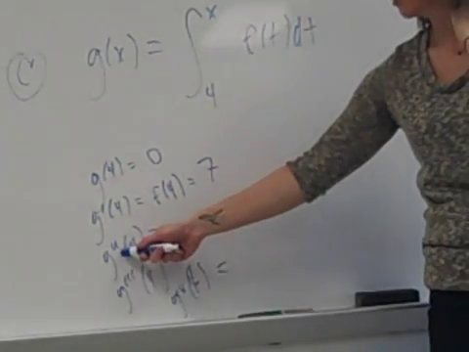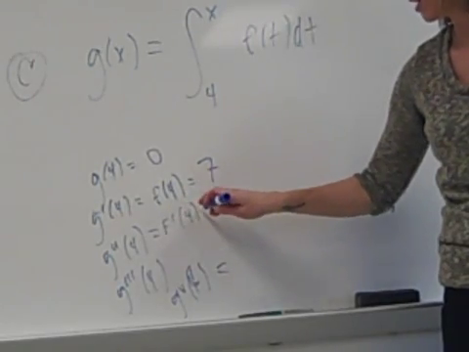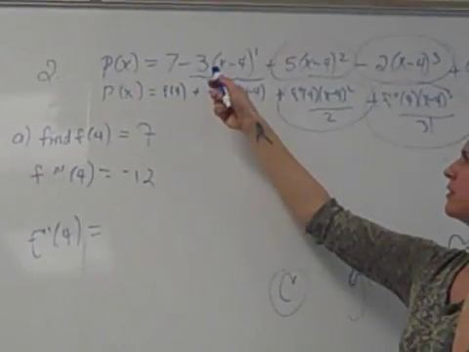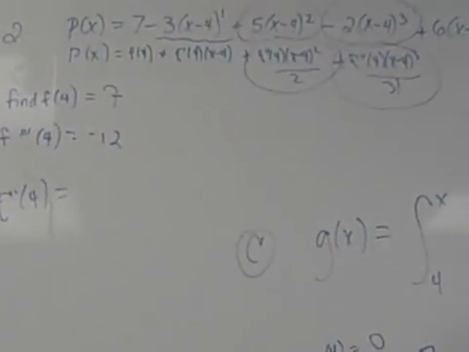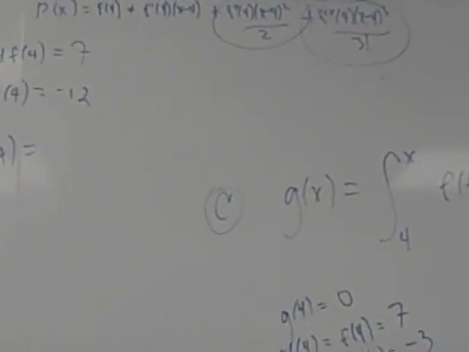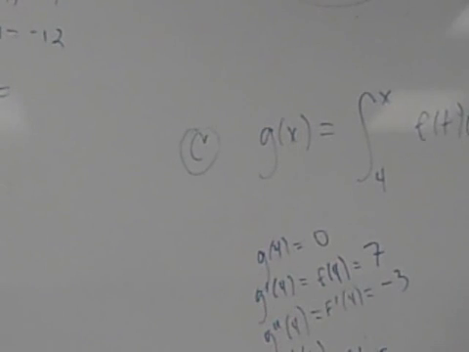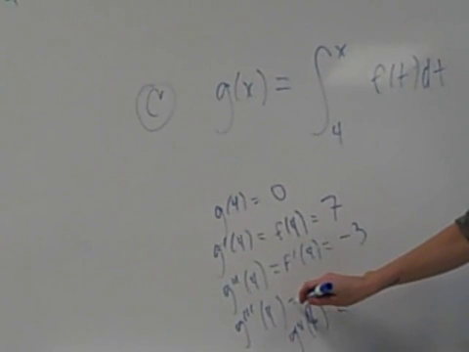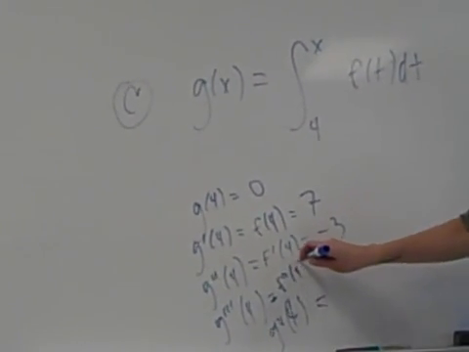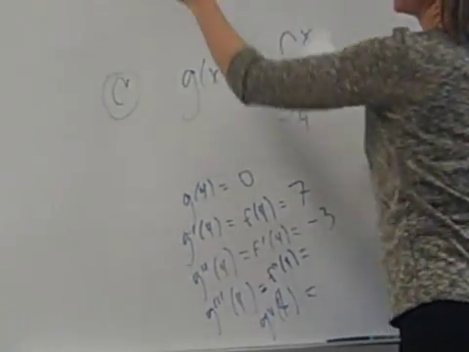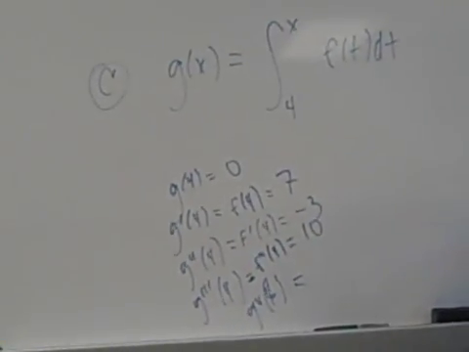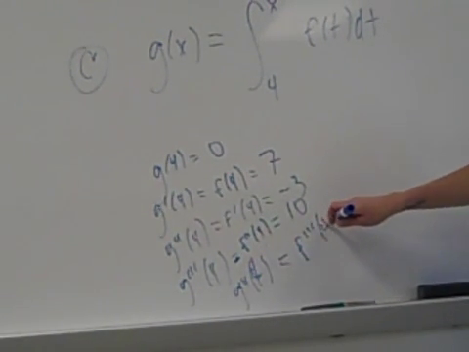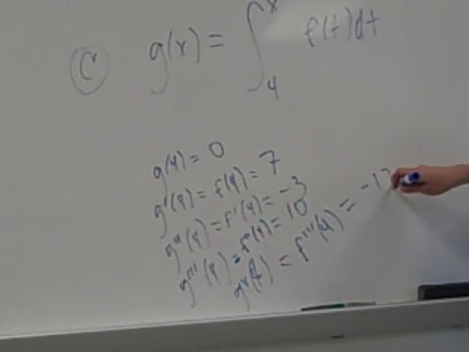If I want to find g double prime of 4, that's the same as f prime of 4, which I didn't find, but I can. What's f prime of 4? -3. So now I really do need this correlation between what they defined my f to be and the actual definition of a Taylor series, so I can match it up. G triple prime of 4 is the same as f double prime of 4, which we said was 10. And I don't know if I need this or not, but the fourth derivative of g is the third derivative of f, which we found already to be -12.